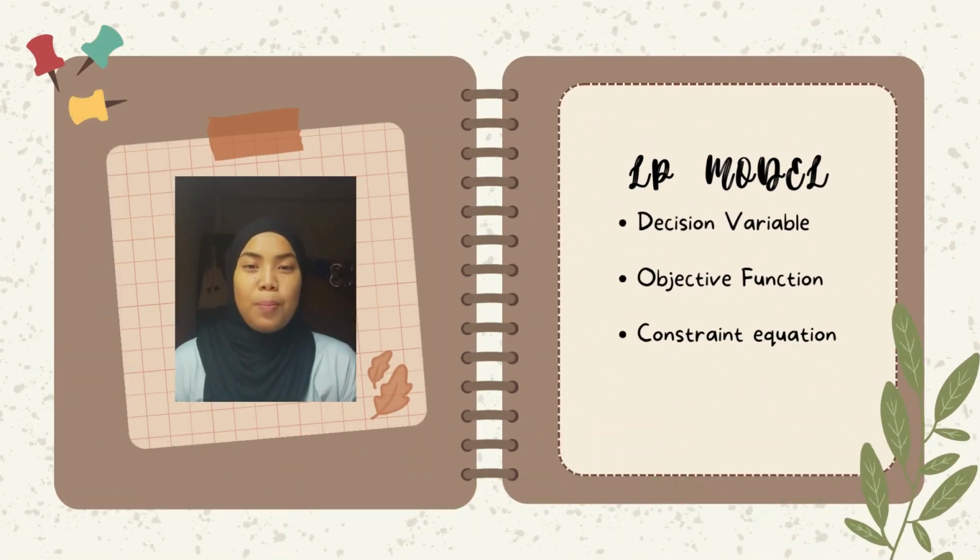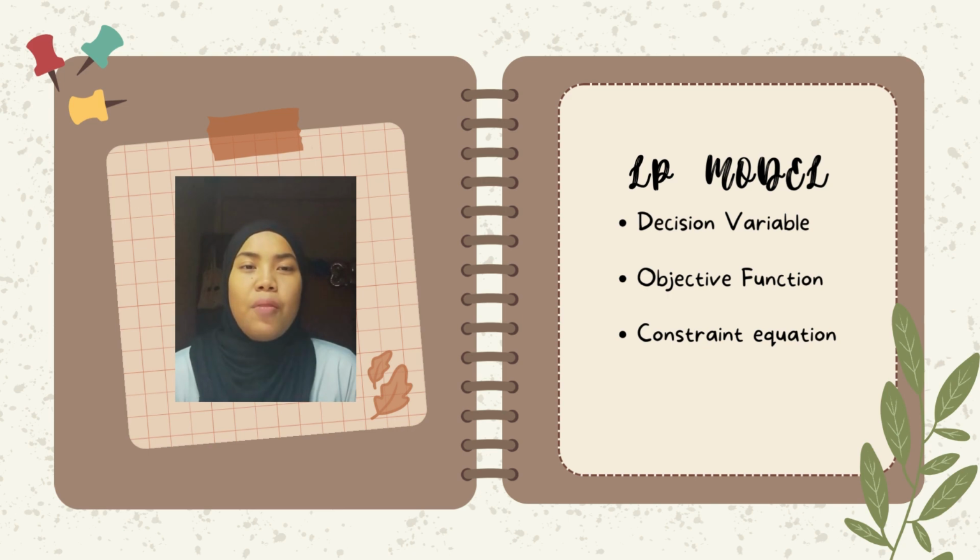Next is the LP model. First is decision variables. In the context of linear programming, these variables represent the quantities to be decided or chosen to achieve the best outcome. They are typically denoted by symbols, and their values are what the optimization process aims to find.